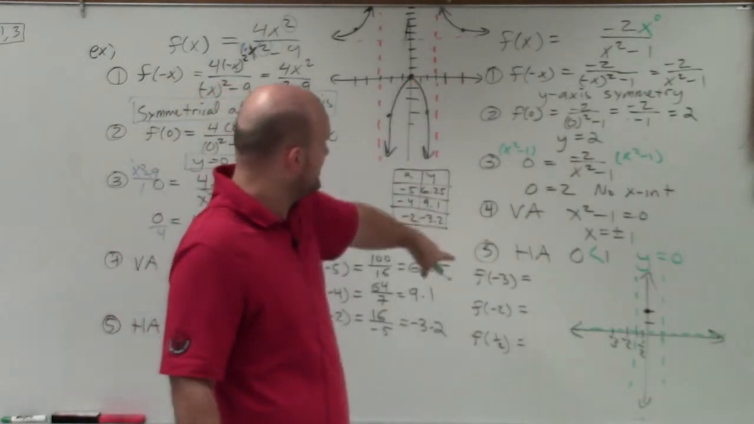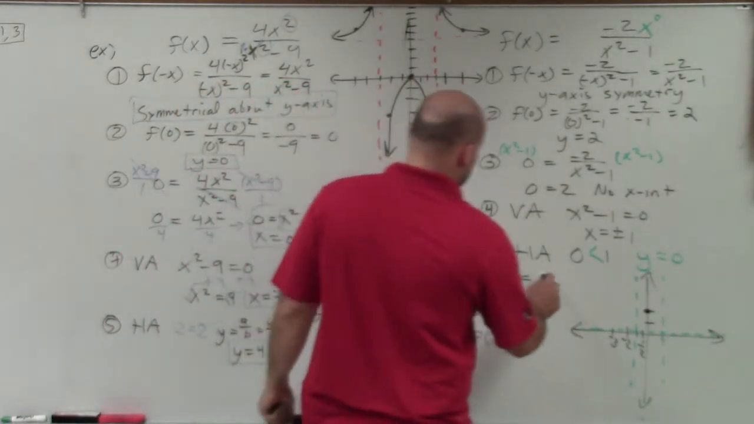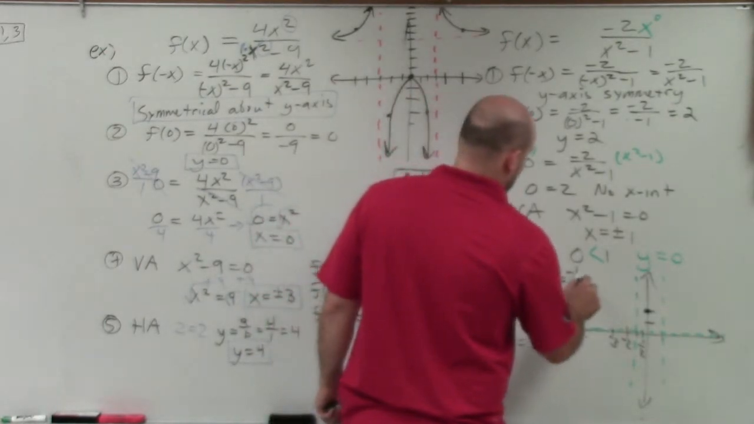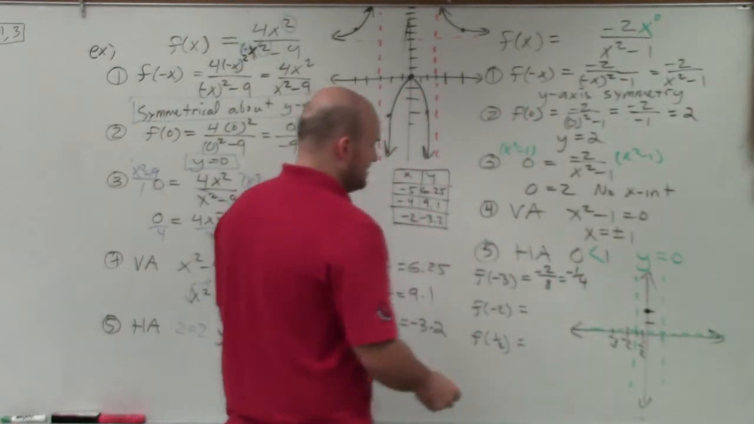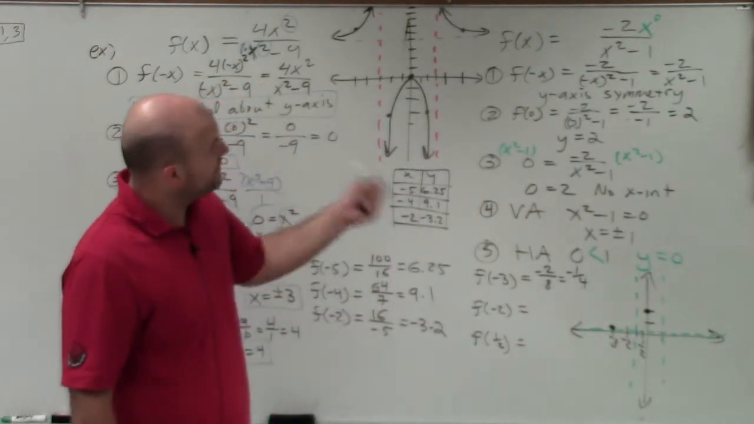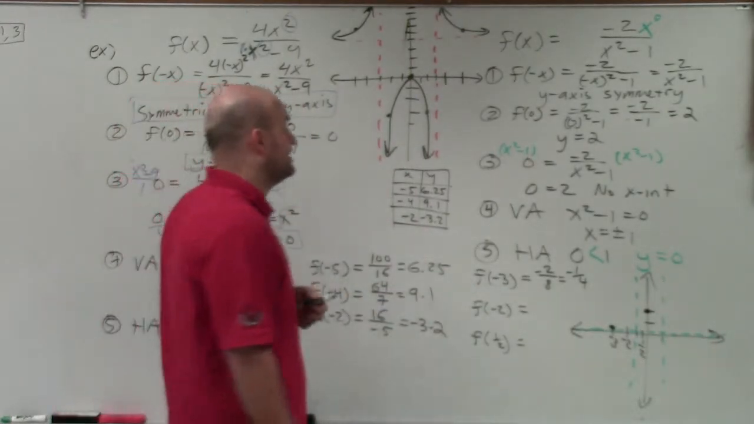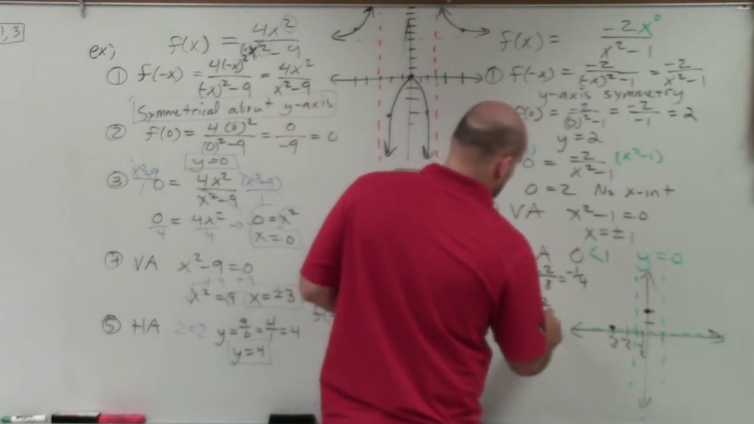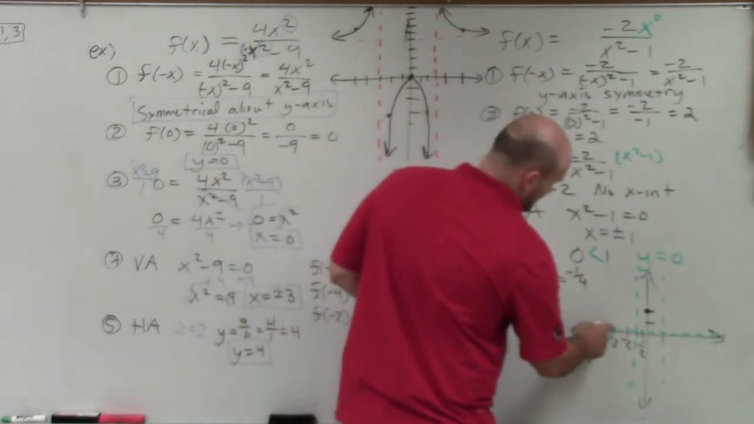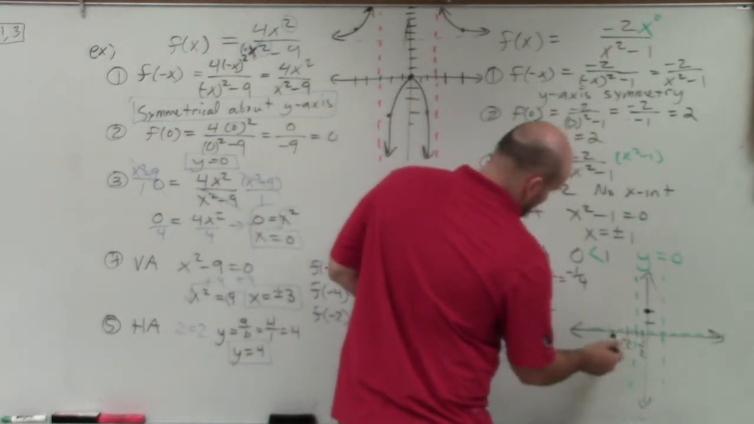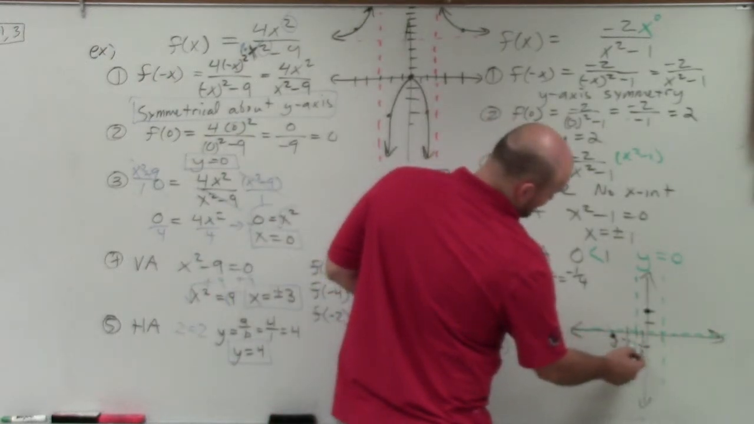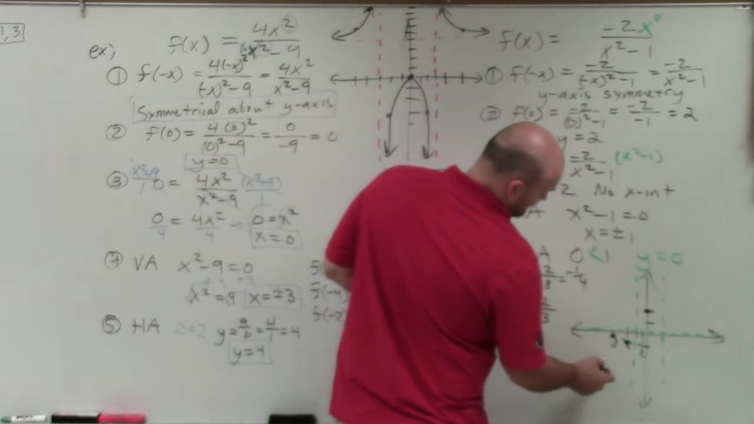So I have -2 over. So -3 squared is 9. 9 minus 1 is 8. So I have -2 over 8, which equals -1/4. So at -3, I'm at -1/4, which is almost at the asymptote. Let's do -2. -2 squared is +4. +4 minus 1 is 3. So I have negative 2 over 3. OK? And negative 2/3 is almost to 1, but it's not quite there. But it's getting there.